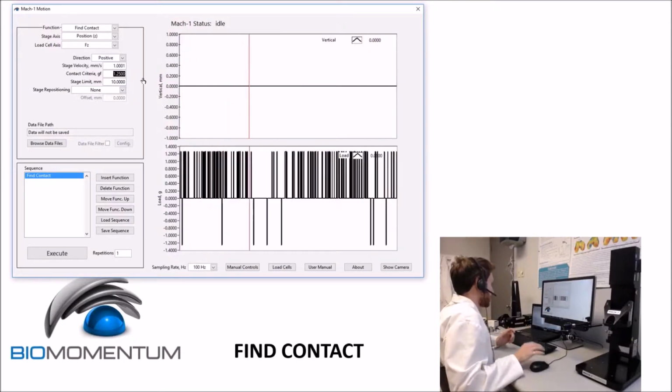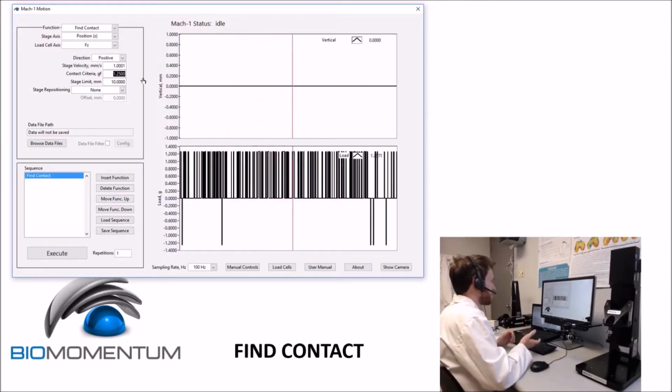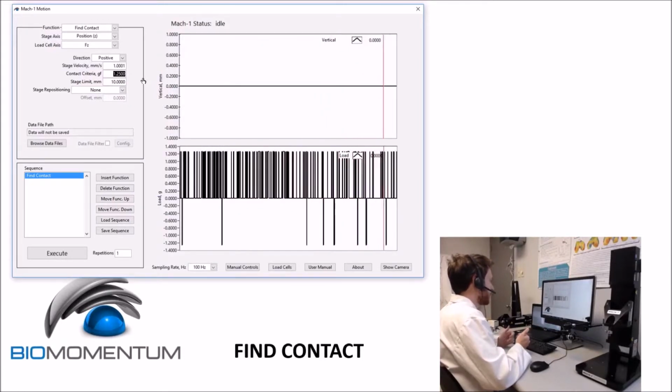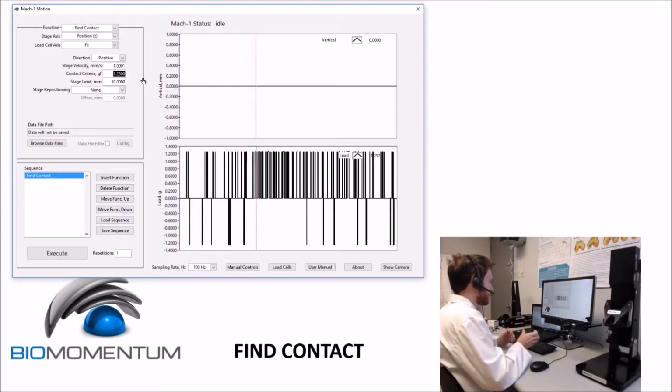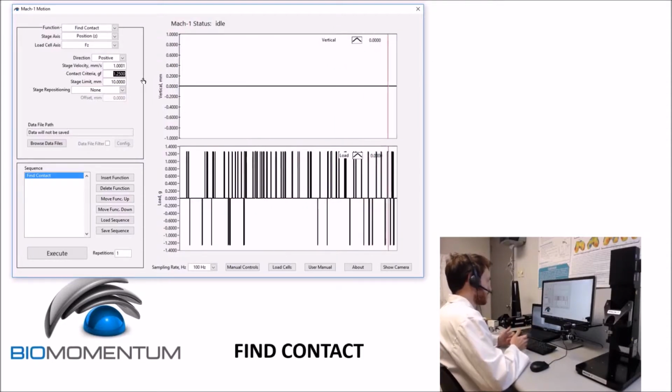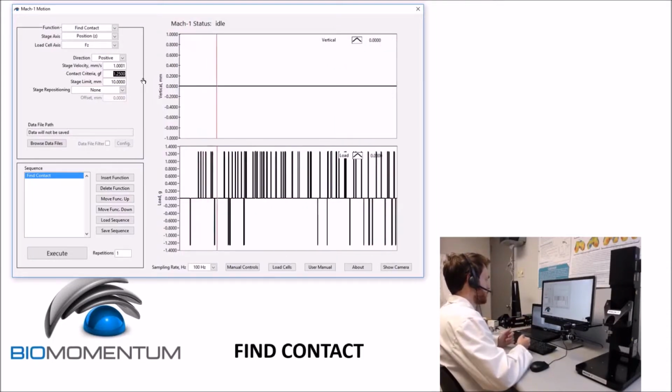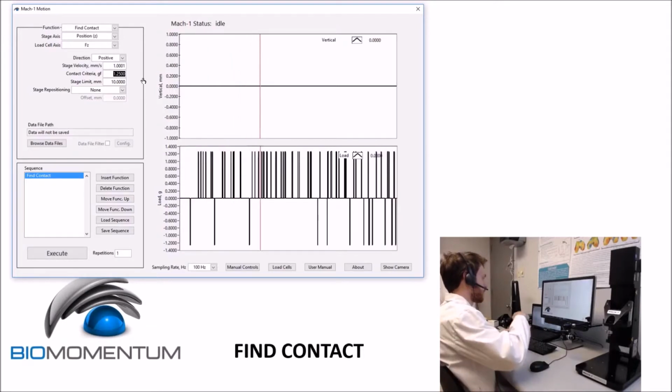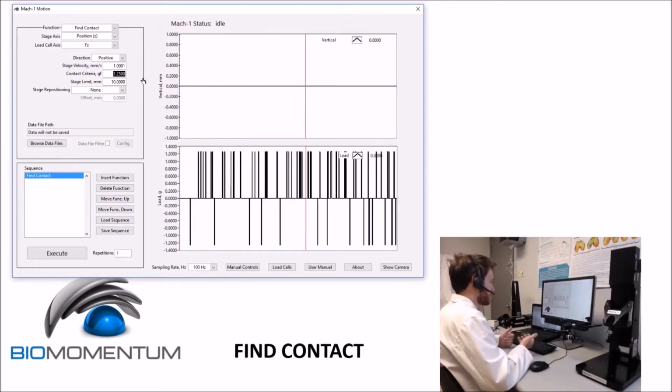The contact criteria corresponds to the variation in load relative to the current load and not the absolute load. For example, if the load cell indicates 10 grams when the find contact function is executed with a 2 gram contact criteria, the stage will move in the positive direction until the load cell reads 12 grams, or in the negative direction until the load cell reads 8 grams.